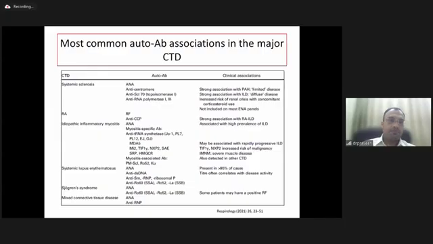What are the biomarkers that we need to look at? Any patient whom we have diagnosed with ILD, if they are suspicious of a connective tissue disease, should undergo the serum biomarkers, that is, the autoantibody associations. So we have this huge list.